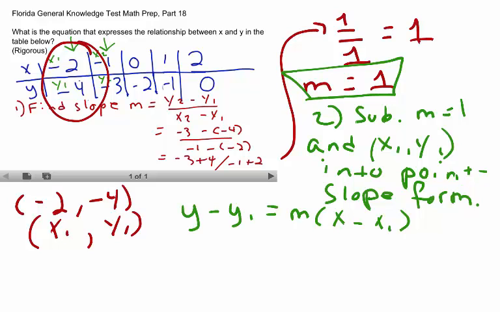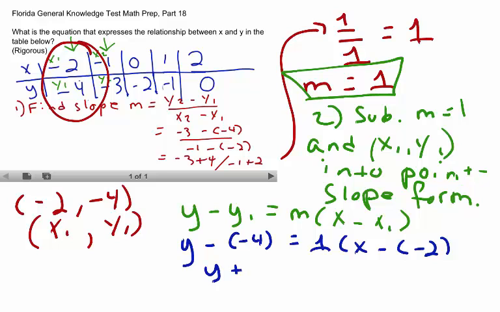So, plugging in values for m and x1, y1 into the formula, we get y minus -4 is equal to 1 times x minus -2. Simplifying further, we get y plus 4, since a negative times negative equals positive, equals 1 times x plus 2 for the same reason.